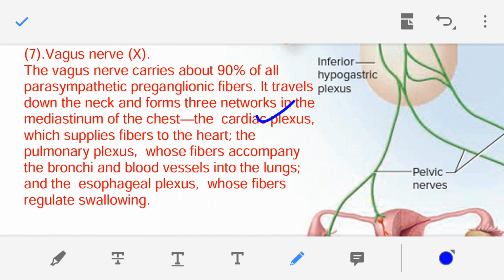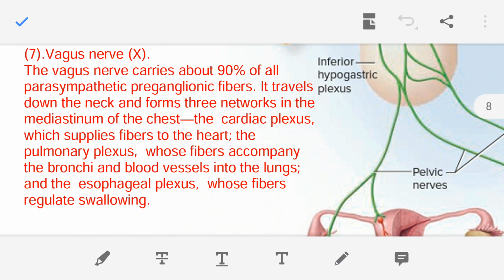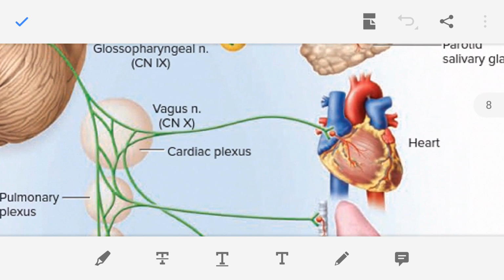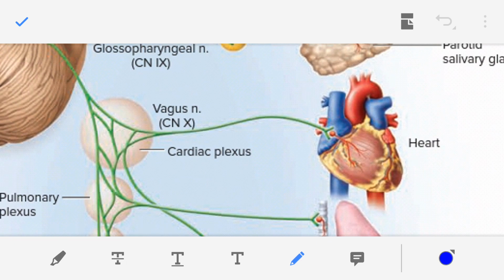First, cardiac plexus. Cardiac plexus, as the name suggests, supplies fibers to the heart. See, cardiac plexus is supplying fibers to the heart.